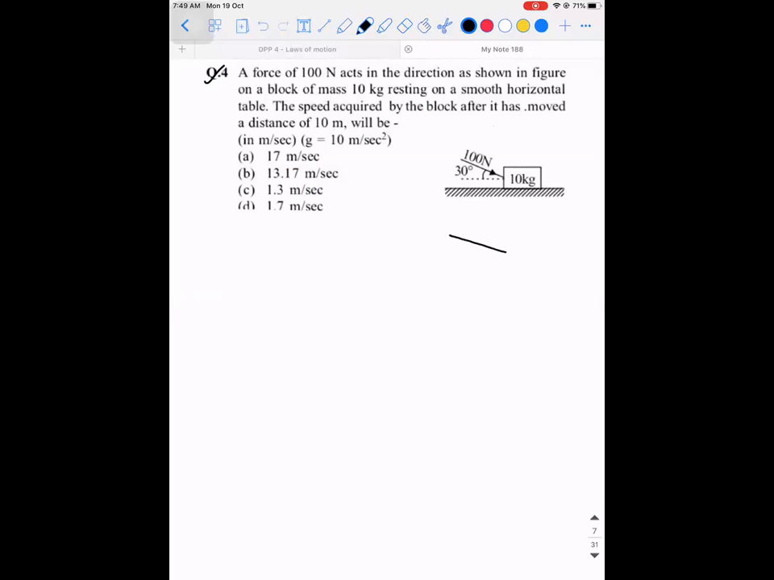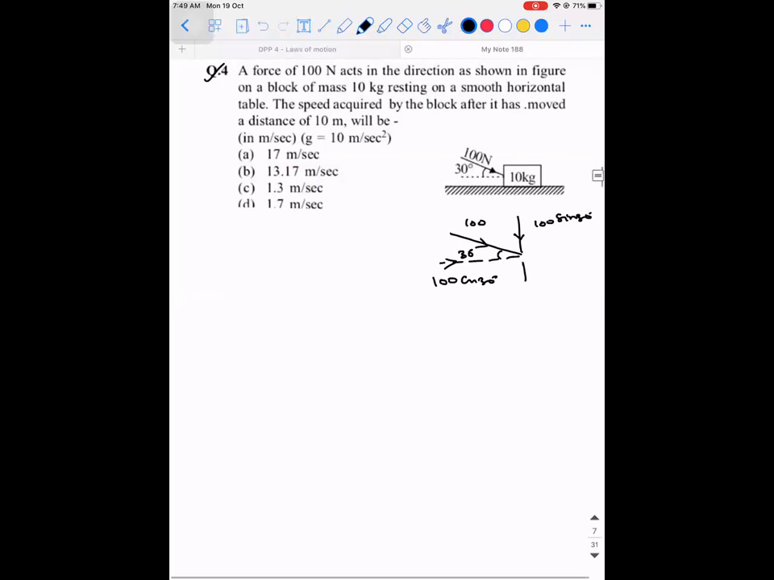First, resolve this into components. 100. So this force will be 100 cos 30 and this will be 100 sin 30. Right? And there is 100 Newton acting downwards. So what is the unbalanced force that is responsible for the acceleration of this? 100 cos 30. That's right. So 100 cos 30 should be equal to the mass of this block, that is 10 into A.